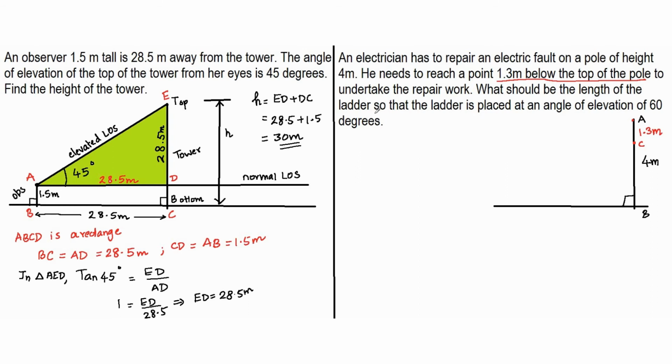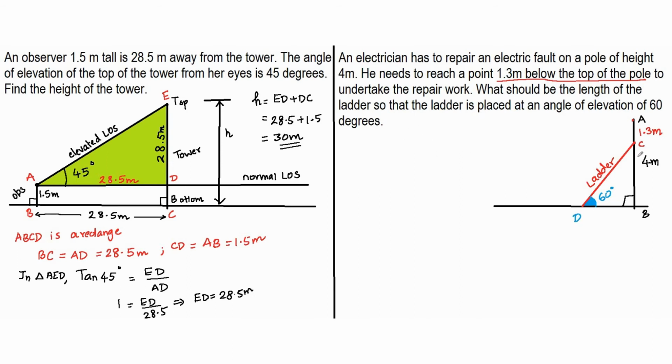What should be the length of the ladder so that when the ladder is placed at an angle of elevation of 60 degrees? So the ladder is going to be placed at an angle of elevation. So this is basically the ladder. This ladder is going to be placed at an angle of elevation of 60 degrees. So this particular angle is therefore 60 degrees, right? And now we have to find the length of the ladder. So we have to find the length of DC.